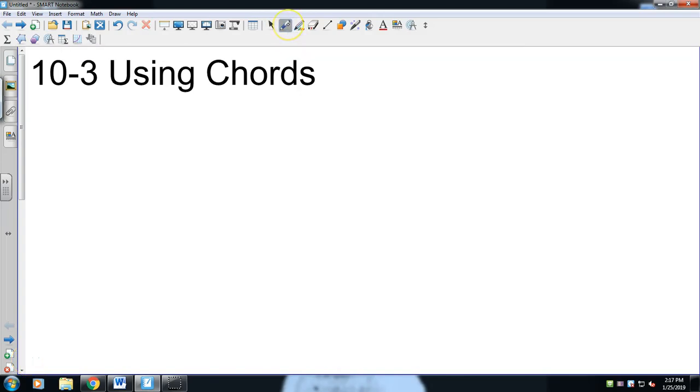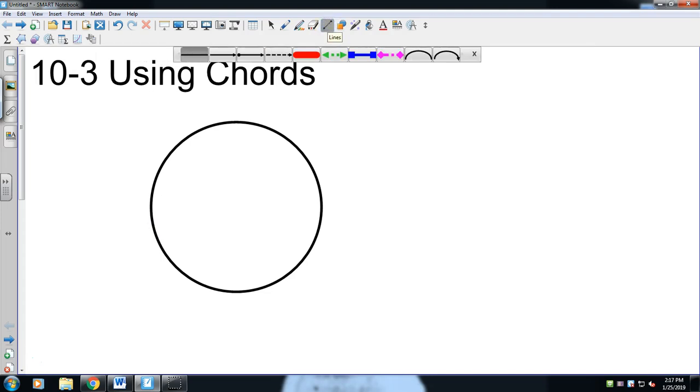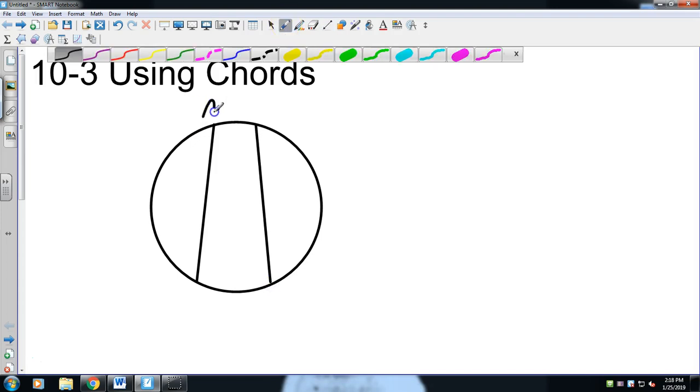Chapter 10, Section 3, using chords, so different chord relationships that are inside of circles. Let's take a look at just a very basic corresponding chord. If we have a circle, let's say of that distance and that distance, and I'm going to go ahead and label those AB and CD.